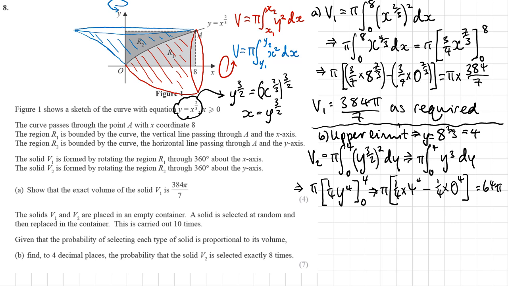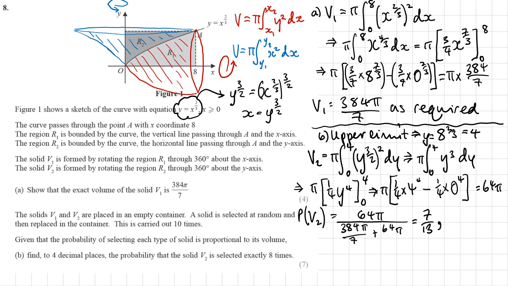So now I'm going to work out the probability of picking the shape that has volume V2, and that's going to be the volume of V2 divided by the total volume of the shapes that are in this bag, and that's going to be 384 pi over 7 plus 64 pi, and that gives me exactly 7 over 13. So there's my probability of success.